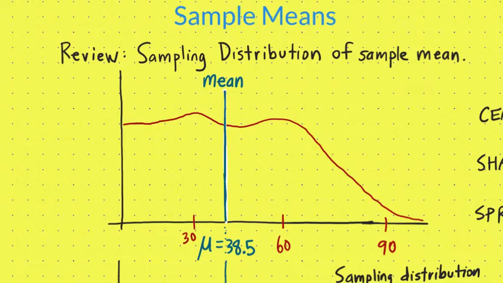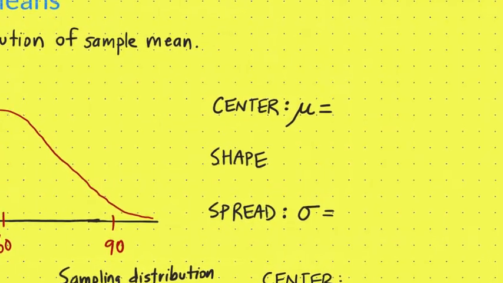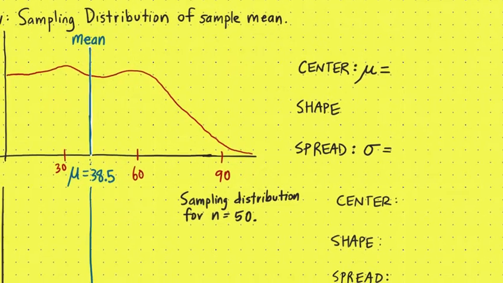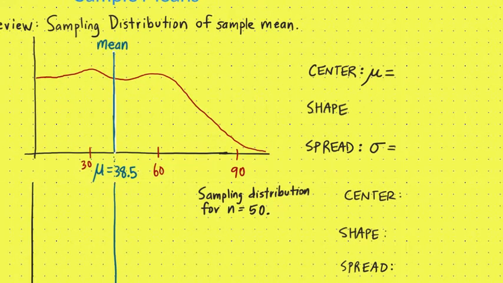But this distribution has a mean somewhere close to 38.5. These are just quick numbers off of Google. I'm not sure how reliable they are, but let's talk about the population as a whole. The center, the mean of this distribution of the whole population, mu stands for population mean, is 38.5 years.